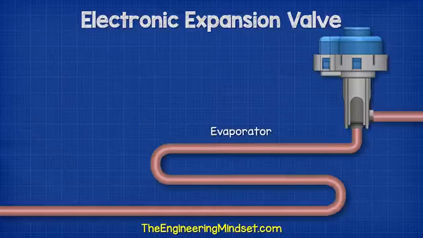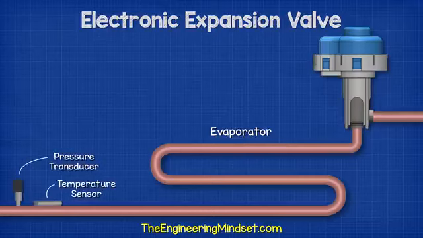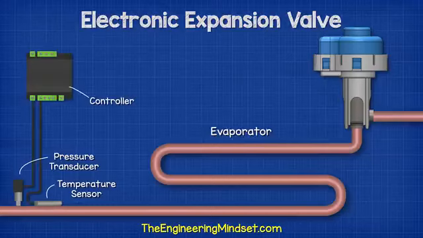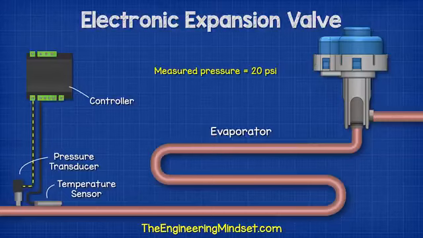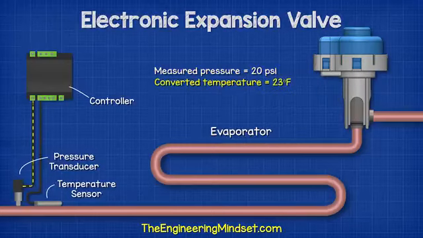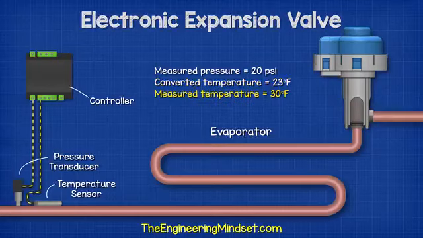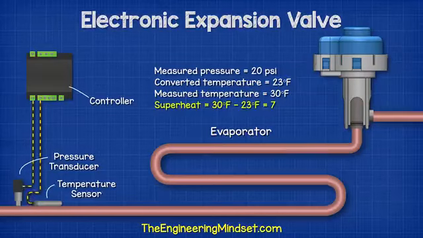At the outlet of the evaporator, we find a temperature sensor and a pressure transducer. These are constantly measuring the refrigerant. The controller is reading this signal and converting the pressure to find the saturation temperature of the refrigerant. This is using refrigerant data which is stored in the controller. The pressure reading is converted into its equivalent temperature for that refrigerant. This is then compared to the actual temperature being measured. The difference between these two is the operating superheat.